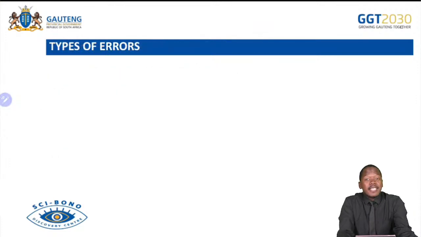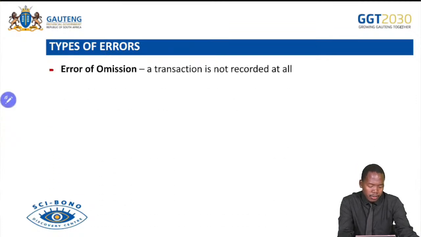Now, there are many types of mistakes that can take place. There are many types of errors that can take place in the creditors reconciliation. Let's look at the first one. There could be exclusion, a transaction not entered at all. Remember, the word omission means excluded.